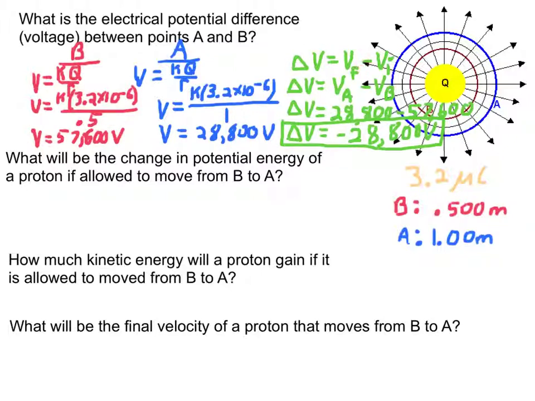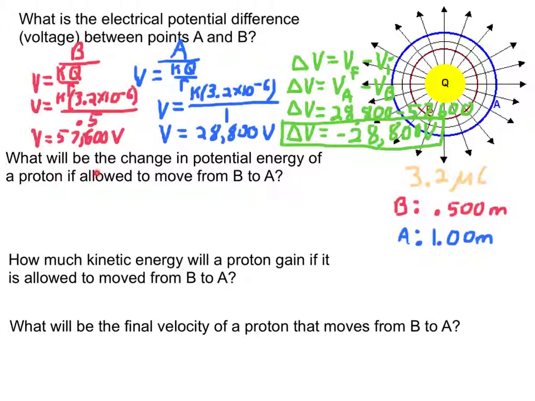Now, change in voltage is final minus initial, and I said the charge moves from B to A, meaning that the final position is A, which is further out, so it's going to have a lower electrical potential than further in, B, the start, which, closer in, has a higher electrical potential. That gives me a potential difference, or a voltage, of negative 28,800 volts, the unit for electrical potential or electrical potential difference. I'm not rounding for sig figs here. I'm going to round for sig figs at the very bottom.